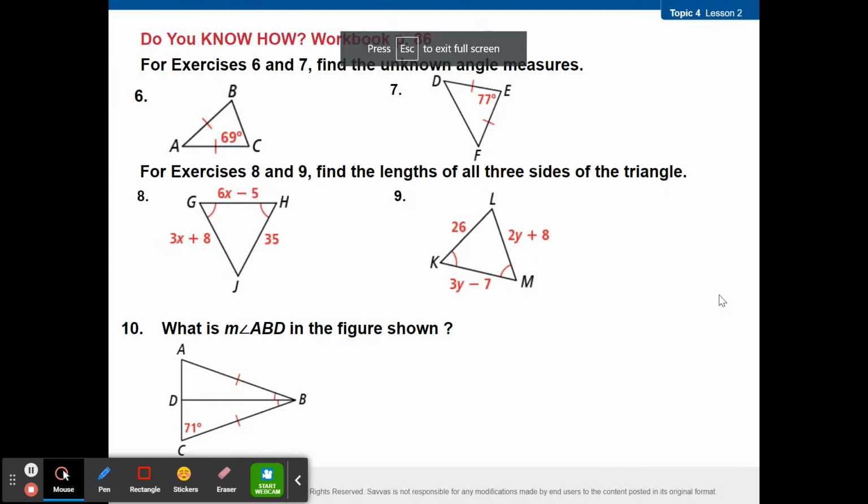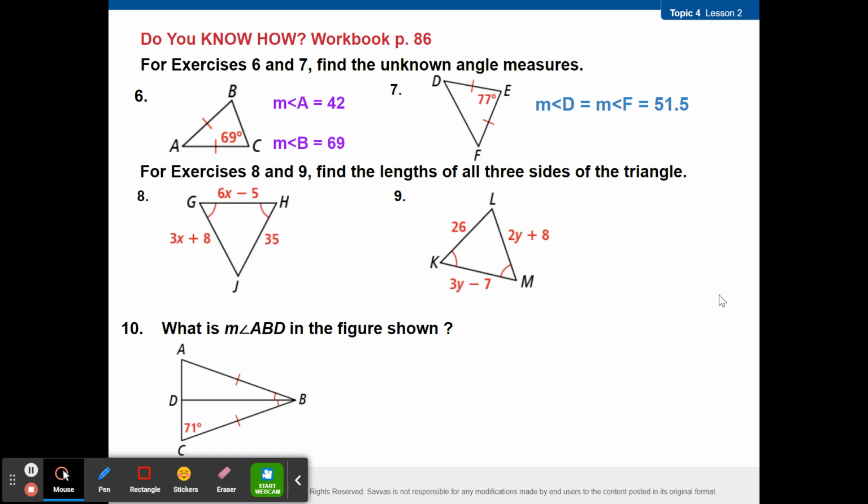All right, so number 6. Who's got number 6 for me? Should have had 2 angle measures. What are they? Cassie, go ahead. 69 and what? I didn't get 52. I got 42. And 40. Okay. How about 7? 51.5 and then 77. Yeah, so both are 51.5, the 2 missing ones, and then you have the 77. Very good.